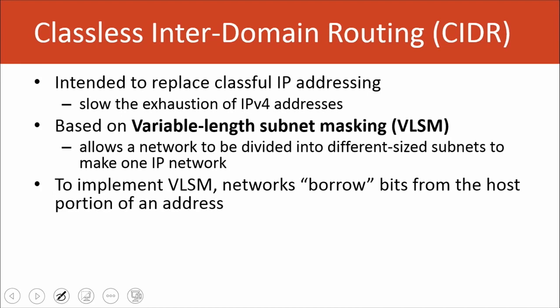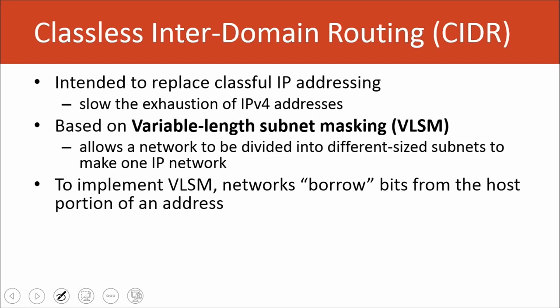in order to make sure that we efficiently use our IPv4 addresses. With classless interdomain routing, if we take a look at our slide again, it's intended to replace classful IP addressing, and it has, because we once again want to slow the exhaustion of IPv4 addresses. We don't want to run out. We want all of our devices to be able to access the internet and communicate with each other. It's based on something called variable length subnet masking, which allows us to divide a network into different size subnets. To implement VLSM, networks borrow bits from the host portion of an address.